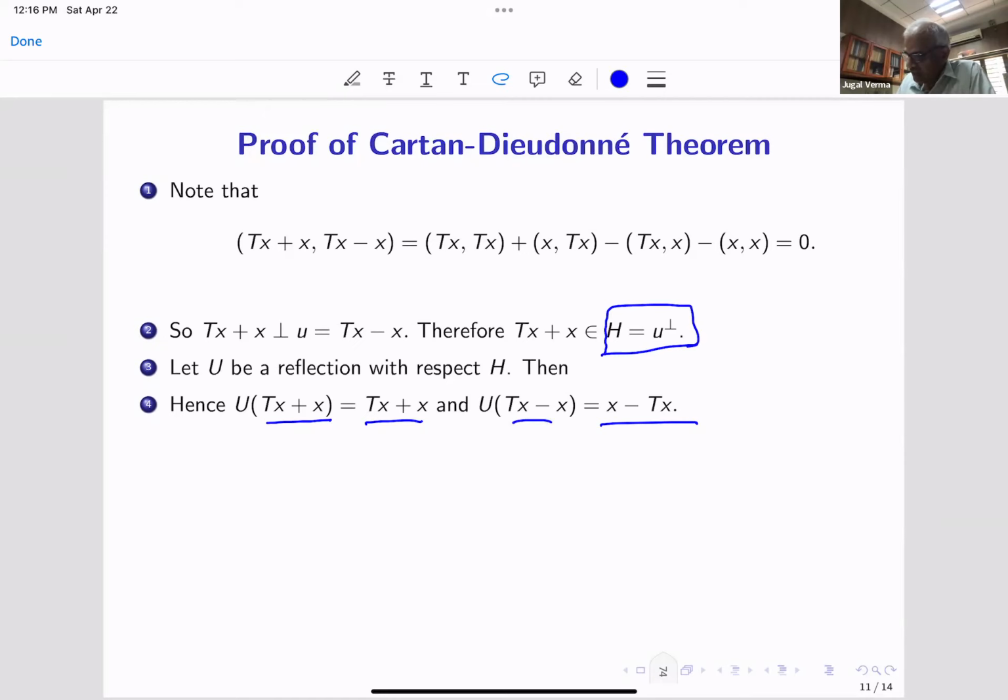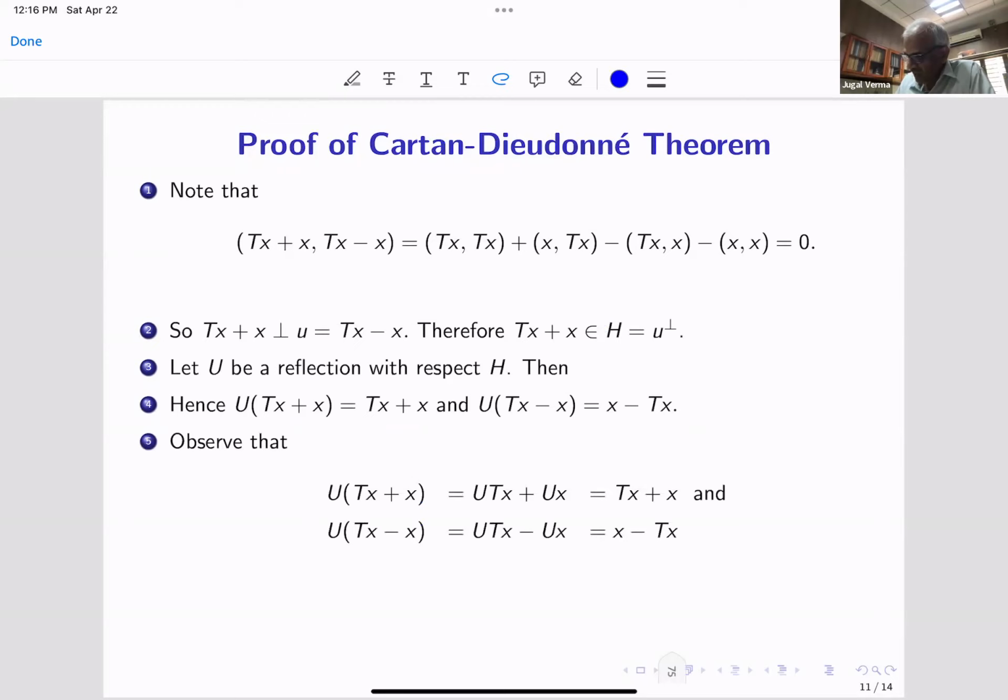But U is a linear transformation. So U acting on Tx plus X is UTx plus UX, and this is equal to Tx plus X, because this is in the hyperplane. And U acting on Tx minus X is UTx minus UX. But this is X minus Tx, because Tx minus X is perpendicular to the hyperplane, and U is a reflection.